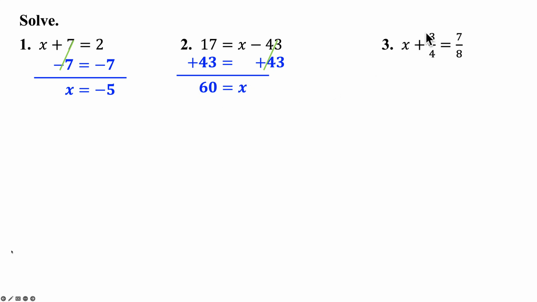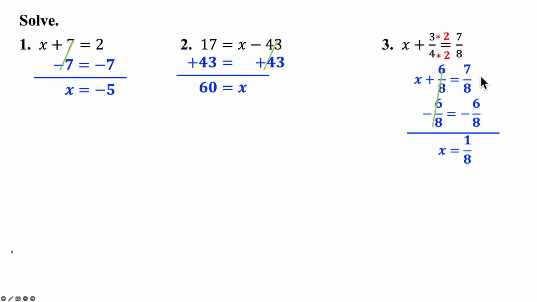Fraction work, x plus 3/4 equals 7/8. I need to subtract 3/4, but they're not common denominators, so if you want, we can say 4 goes into 8 twice. We'll make it a common denominator, so when we subtract the 6/8, x is equal to 1/8. You can move over the 3/4 and then change the denominators, or you can do it first. Either one is fine. Just make sure you show the work.